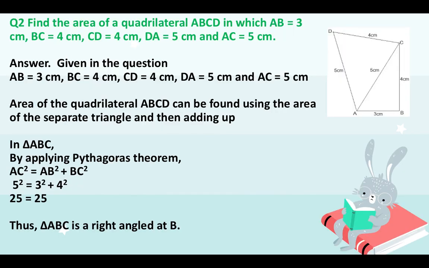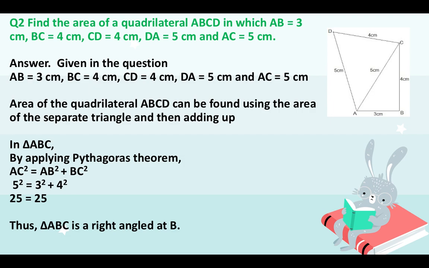Question number 2. Find the area of quadrilateral ABCD in which AB is 3 centimeters, BC is 4 centimeters, CD is 4 centimeters, DA is 5 centimeters and AC is 5 centimeters.